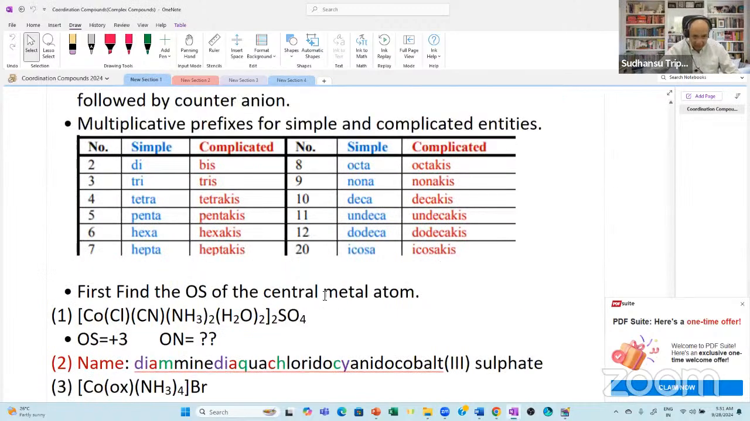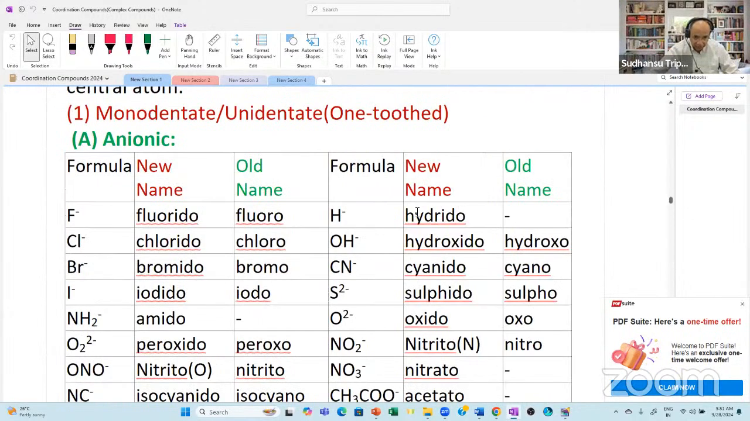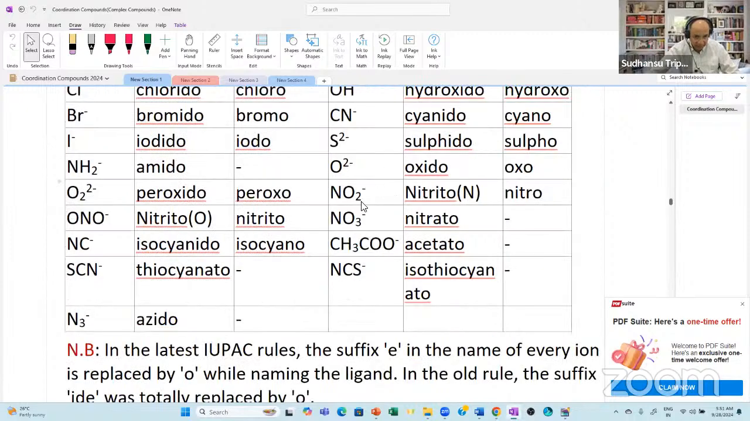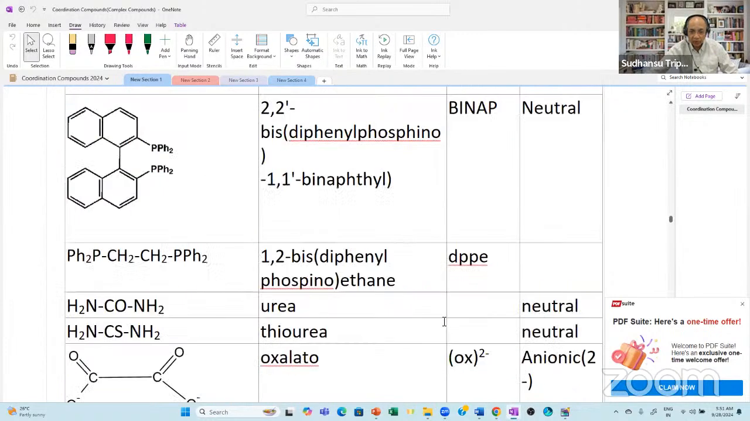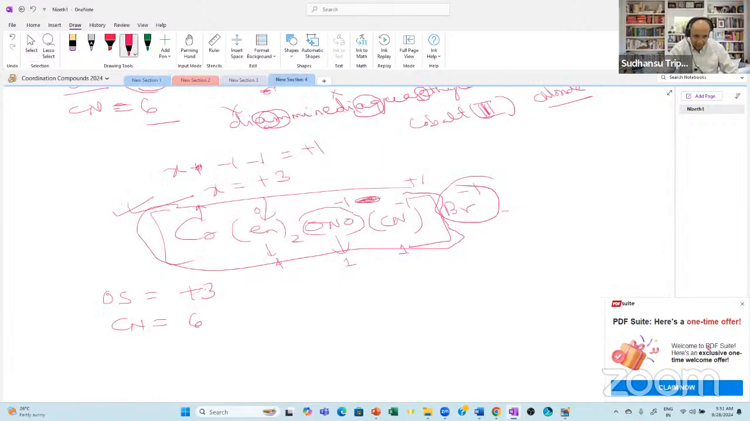Now see, the file I have given you. This is nitrito N. It is NO2 minus, nitrogen is the donor. And if it is oxygen donor, it is ONO minus, nitrito O. Previously, it was called simply nitrito, and this was called nitro. I have given both. Coming to today's program, let us write down first. This is nitrito N. This is cyanido or cyano C. This is ethylene diamine. This is not considered.